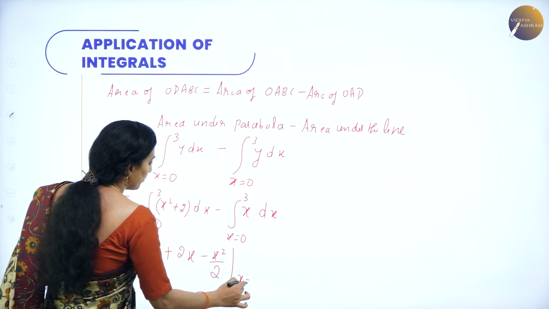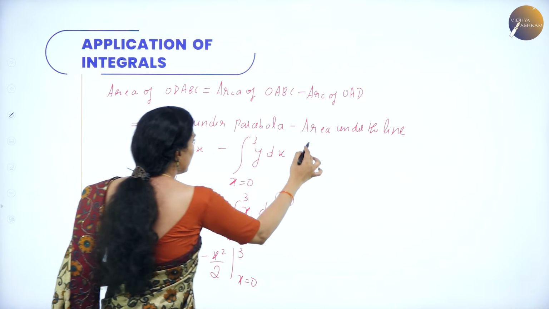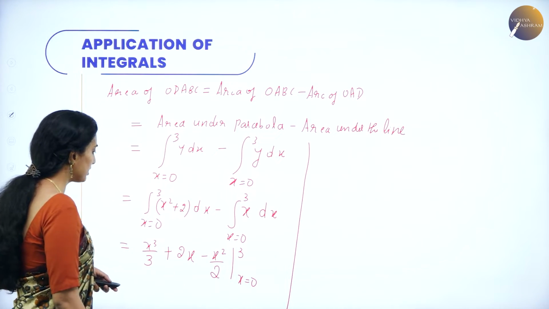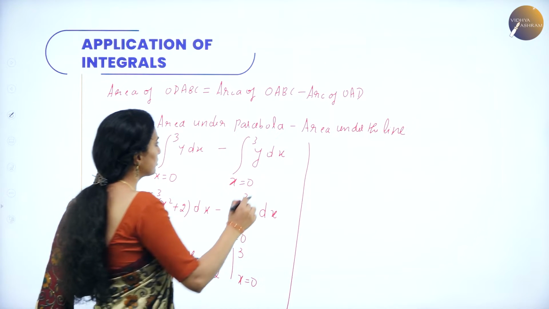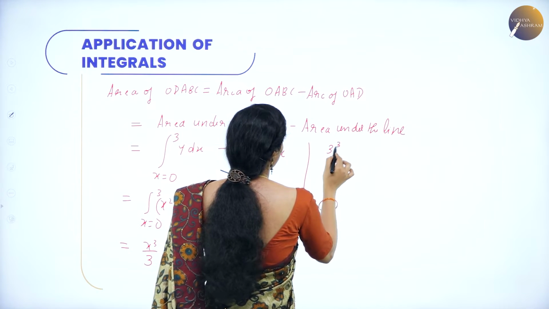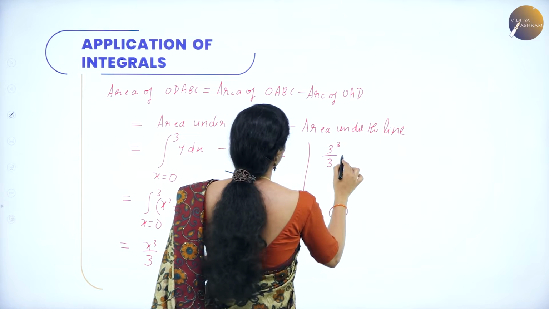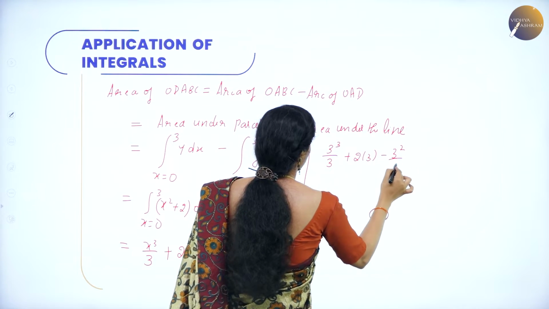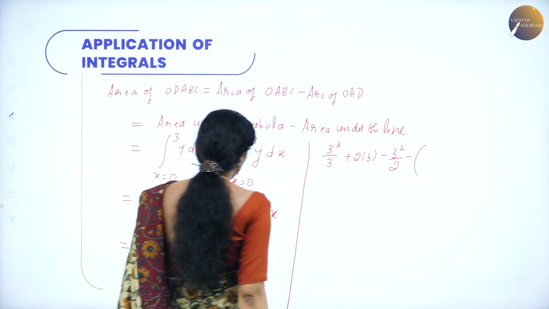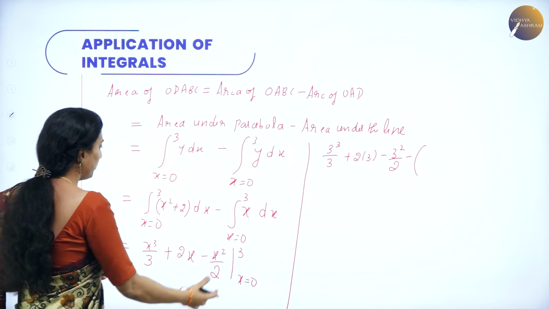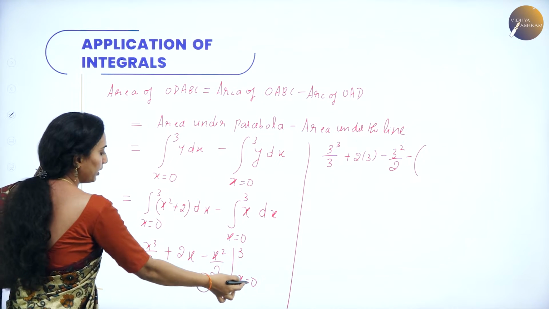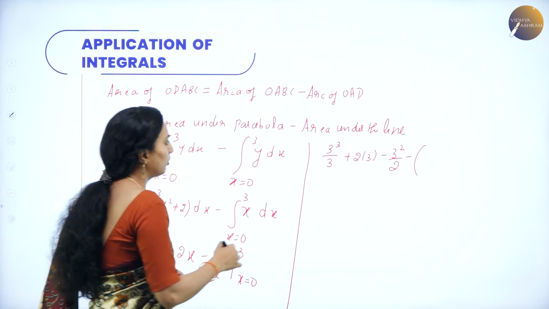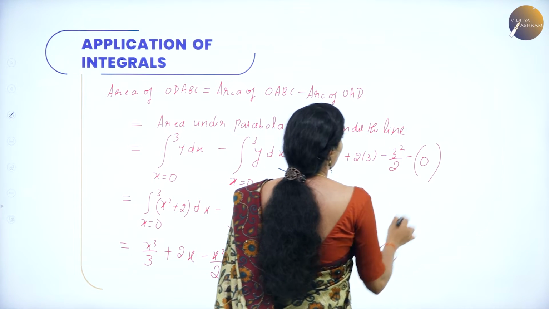From the limit, x will be varying from 0 to 3. Now let us apply the limit. What happens? Apply the upper limit first. So which is 3 cube divided by 3, plus 2 into 3 minus 3 square divided by 2, minus, open the bracket, apply the lower limit. If you apply the upper limit, that is the answer. If you apply the lower limit, all 0. So 0 is the lower limit.